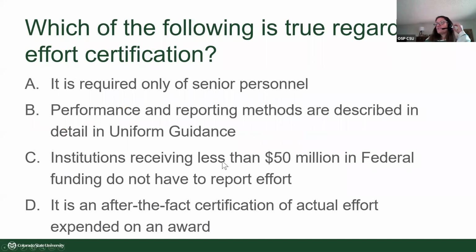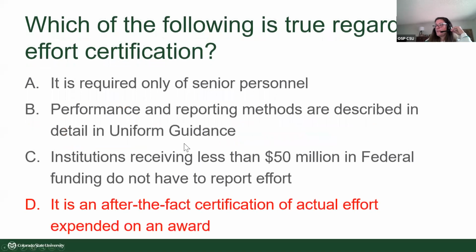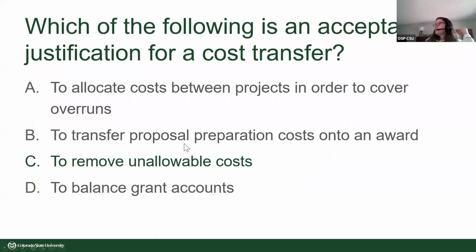Which of the following is true regarding effort certification? It's only for senior personnel. The reporting methods are described in detail in uniform guidance. Institutions receiving less than 50 million don't have to effort report. Or it's an after the fact certification. Very good, D. Which of the following is an acceptable justification for a cost transfer? To cover overruns, to transfer proposal preparation fees. Okay, everybody's already chiming in C. To remove unallowable costs.